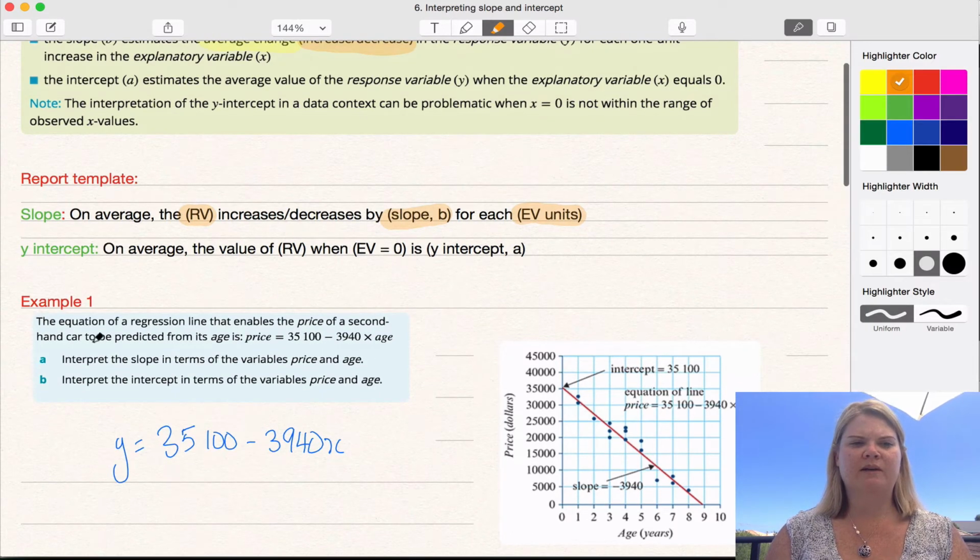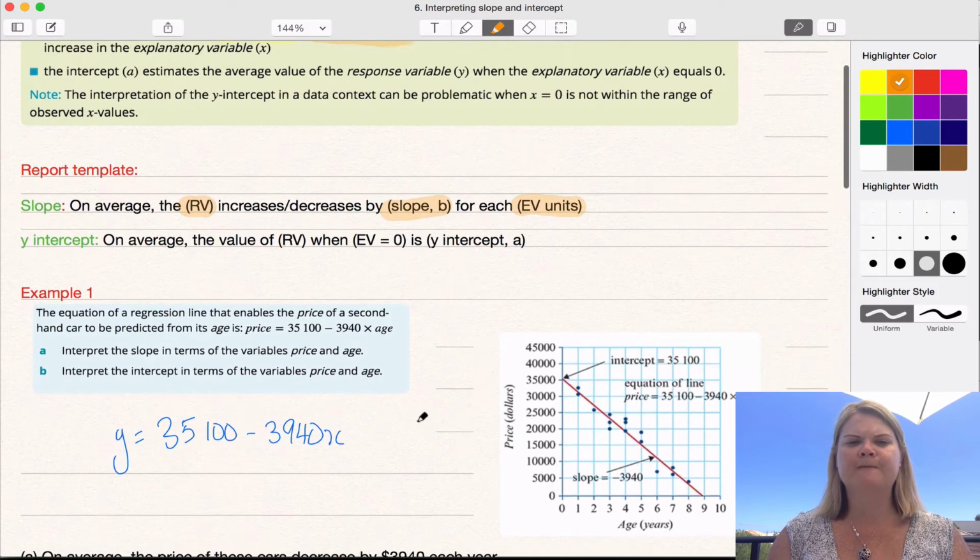Try an example here. The equation of a regression line that we've looked at before, the price of a second-hand car to be predicted from its age, is this equation here. It's written in the graph as well. Interpret the slope in terms of the variables price and age. Now I've rewritten it out in y equals form with a y and an x instead of the two variables, price and age. Completely up to you how you write it.